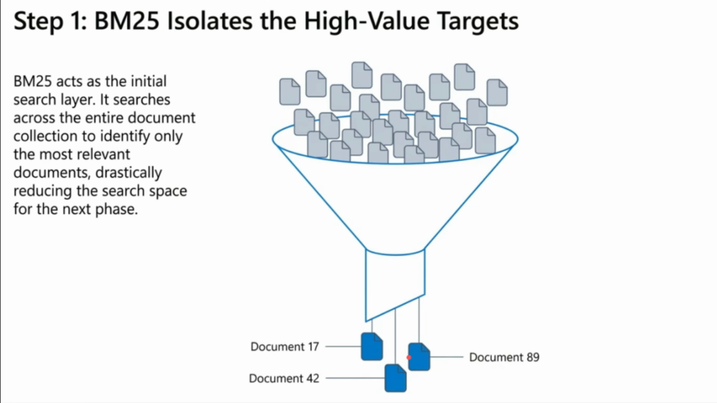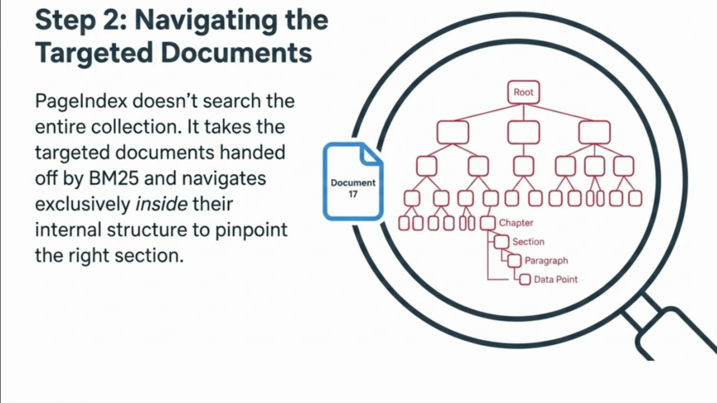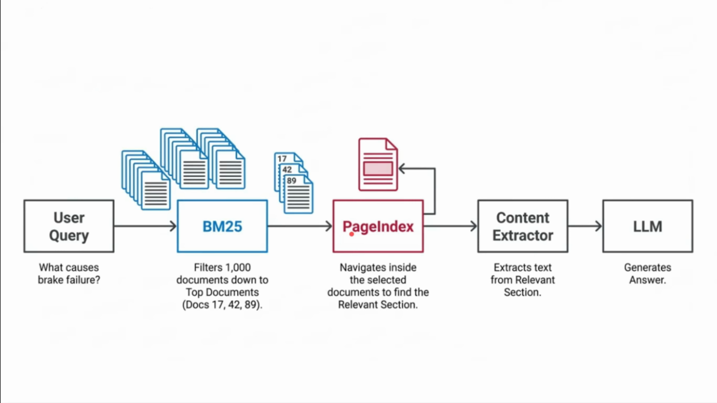We can take the top documents from BM25 and then give those documents to page index. Now page index doesn't have to search through the entire document collection. In fact, it only needs to navigate inside the documents BM25 already identified. So our pipeline becomes something like this.